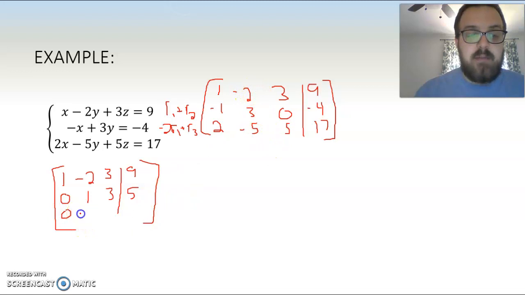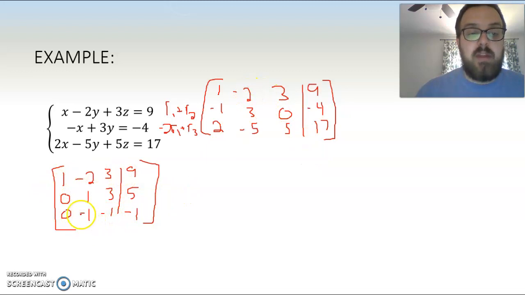4 and -5 will be -1. -6 and 5 will be -1. And then -18 and 17 will be -1. Man, just a whole bunch of negative ones, right? All right, so here's our new matrix.